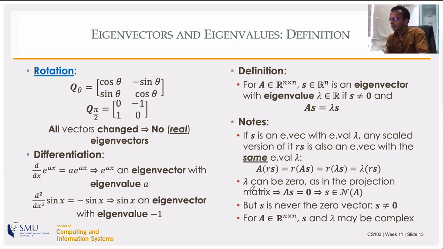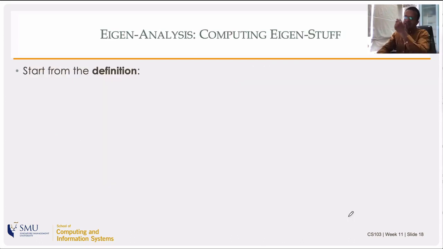Now another thing is that lambda can be 0, as we saw in the projection matrix projecting to the xy plane. If it happens to be 0, what it's saying is that A times s is the 0 vector, which means s is a member of the null space of that matrix. So any matrix that has a null space will have a bunch of eigenvectors in the null space. But s is never a 0 vector, much like for the null space, where we're also looking for non-trivial vectors in the solution set. Here I'm also relaxing the statement that for a real matrix in R^(n by n), the eigenvectors and eigenvalues may be complex. Let's take a look at how to compute eigenvalues, how to perform the eigenanalysis.